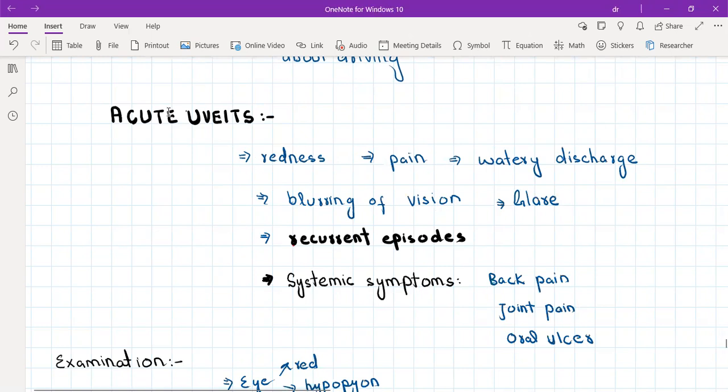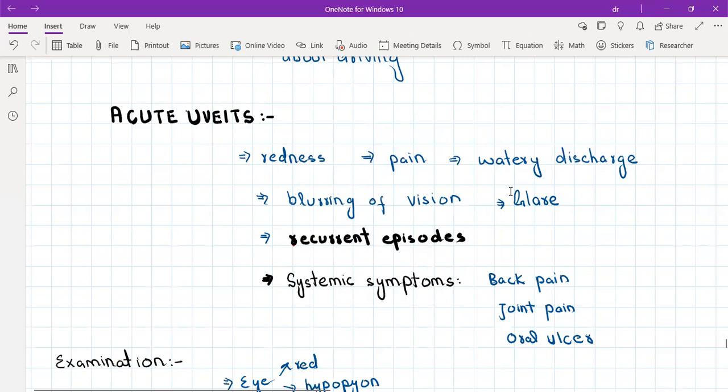So acute uveitis, the patient presents with redness, pain, and watery discharge. Pain in acute uveitis is kind of one step less than acute angle closure glaucoma, but these patients also have a considerable amount of pain. There is watery discharge, there is blurring of vision, and there is something that we call glare. Okay, glare is there in acute uveitis as well.